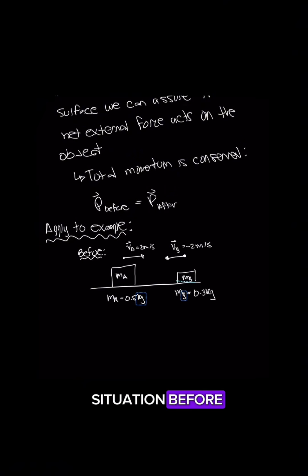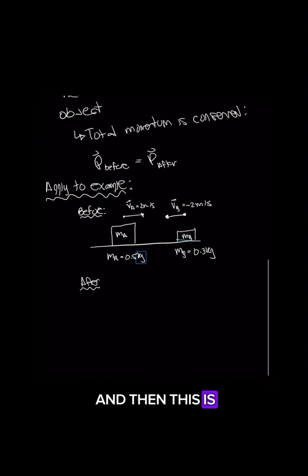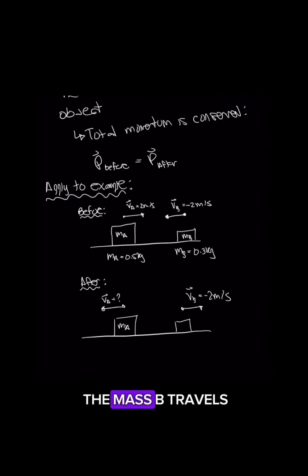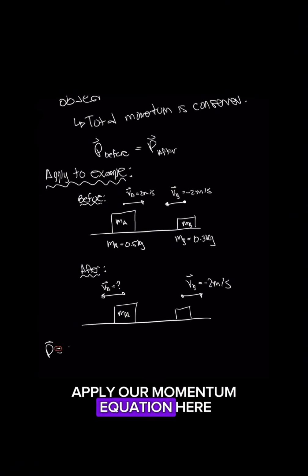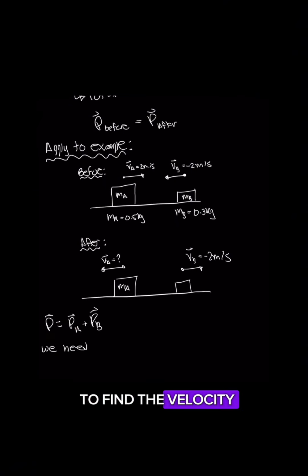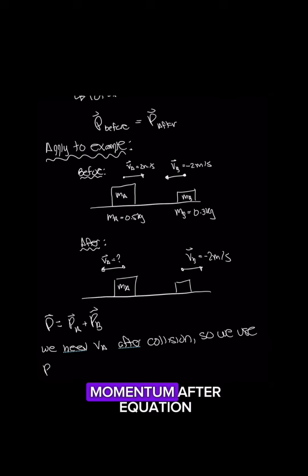So this is our situation before. Both masses are traveling towards each other at a speed of 2 meters per second. And then this is our situation after they collide. The mass B travels to the right at 2 meters per second, and we need to find the velocity that mass A travels with. We apply our momentum equation here, noting that we need to find the velocity of A after the collision. We can use the momentum after equation.